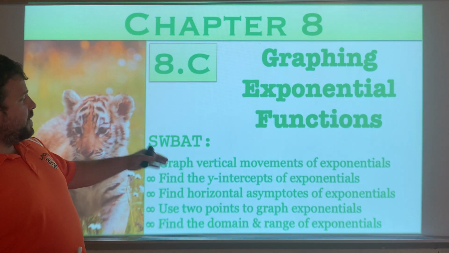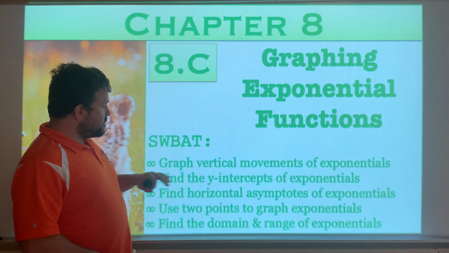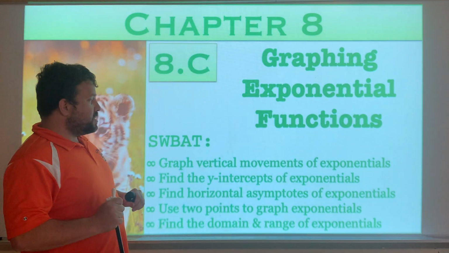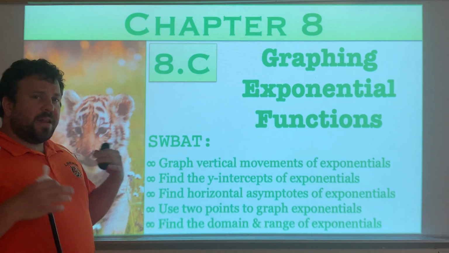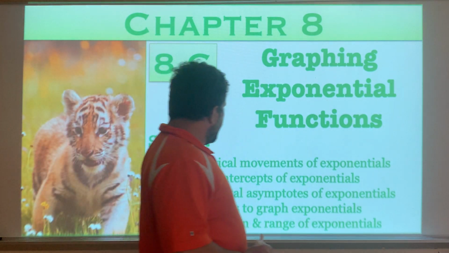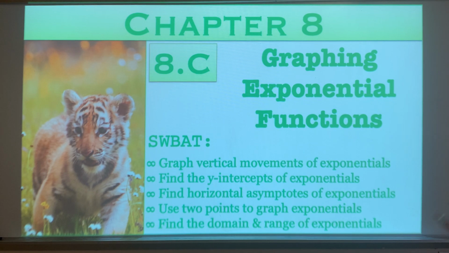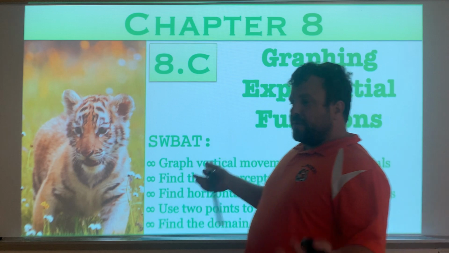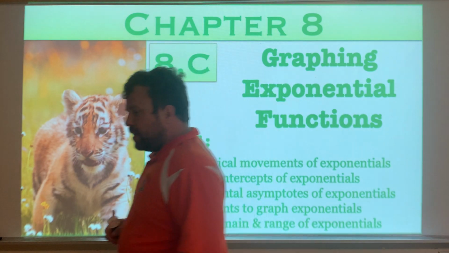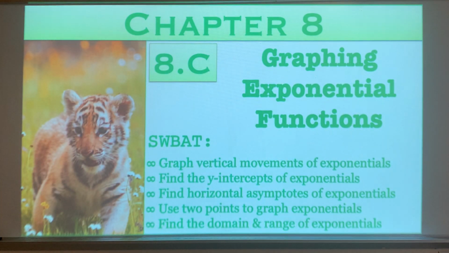So by the end, you'll be able to graph the vertical movements of the exponentials, find out where their y-intercepts are, find out any horizontal asymptotes there may be, and then finally use 2 points to graph the exponentials along with what the domain and range are of the exponentials. All right, so we're going to use some previous work along with the work we're doing now in order to solve all these things.